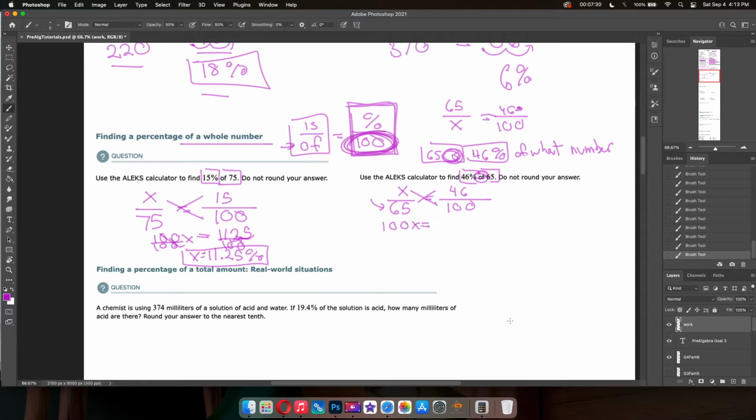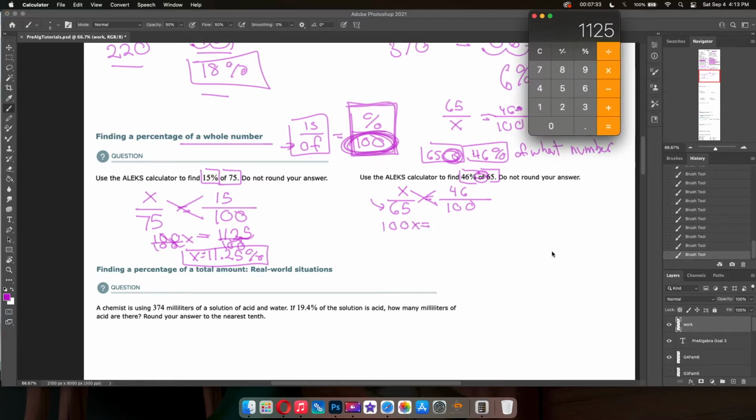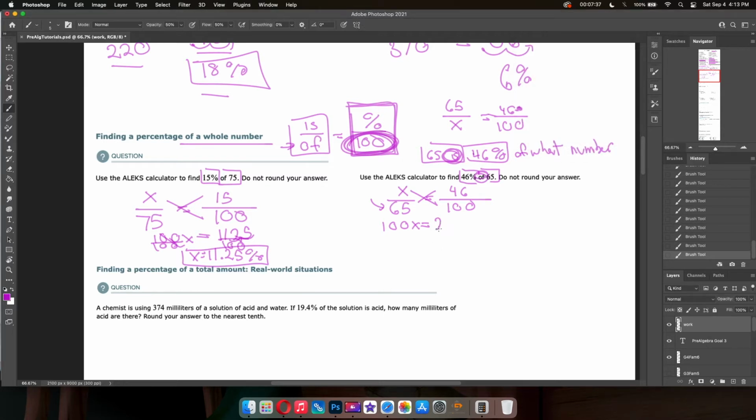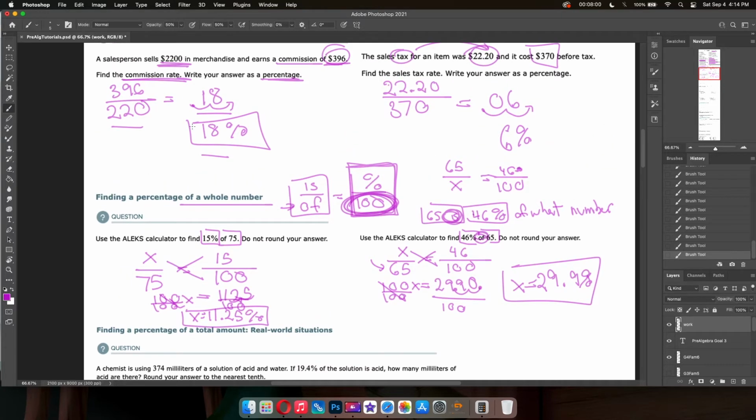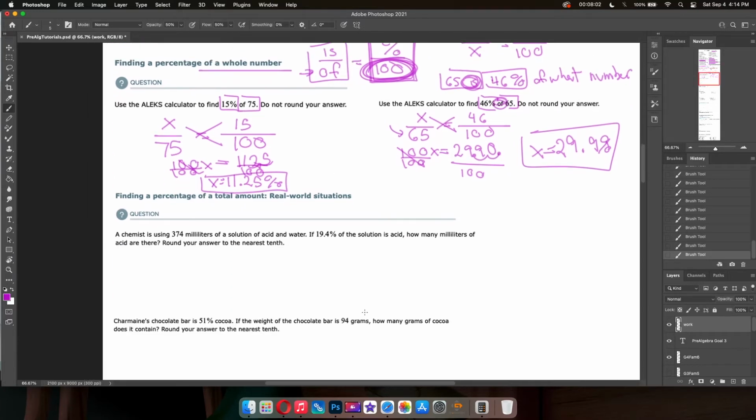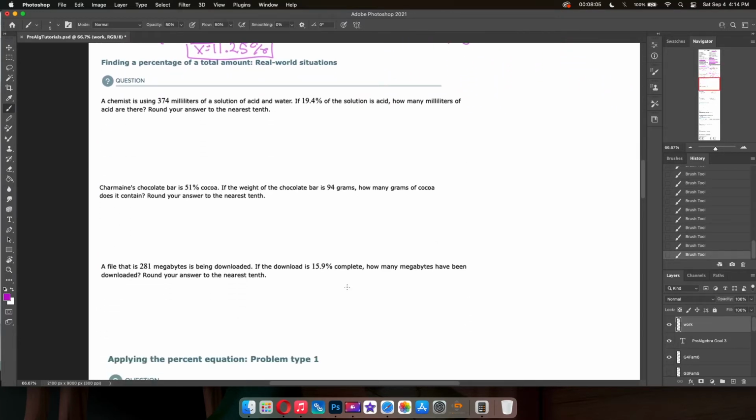100x equals 46 times 65. So 46 times 65, enter, is going to be 2990. Divide by 100, and since I know division by 100 means I take the decimal point and move it over 2 spaces, that means x equals 29.9%. It would help if I had the percent symbol. There we go. So again, nothing new here. This is stuff we've already done, in different permutations. We're just doing it in a new style.